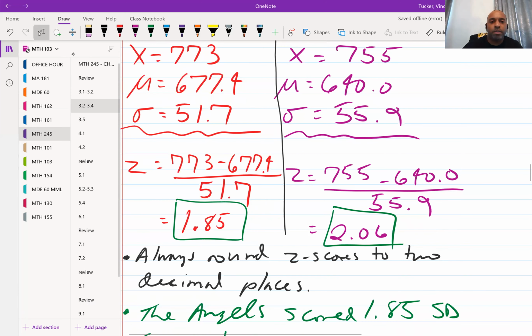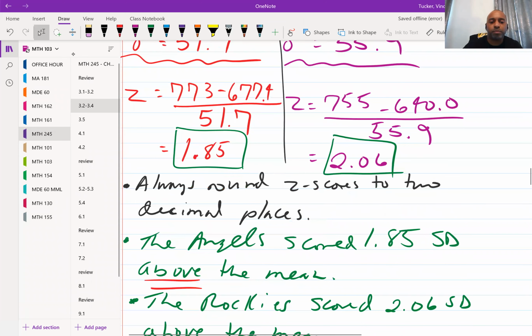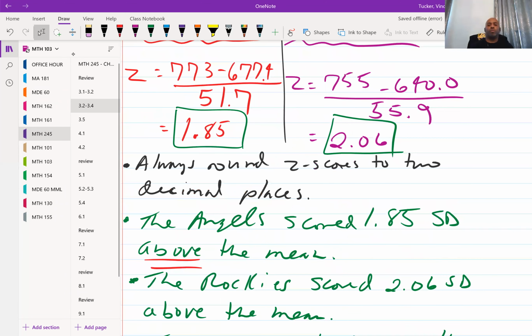So what do these mean? And that will be in the green. The Angels scored 1.85 standard deviations above the mean. And the reason why we can say above is because it's positive. Now, it is possible for your Z-score to be negative. Let's say if it was negative 1.85, then you would say the Angels scored 1.85 standard deviations below the mean. So the fact that the Z-score is positive versus negative is information that you will need.